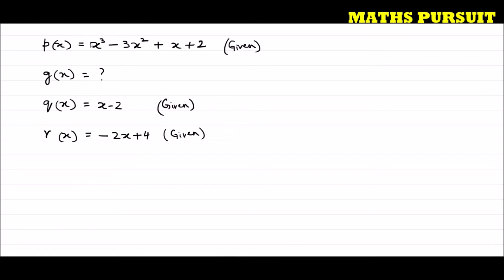I believe we all know by this time, we call p(x) the dividend. This one, g(x), is the divisor, q(x) is the quotient, and r(x) is the remainder. Guys, I'm writing these things so that it would be very easy and very clear to all of us without leaving any confusions. But I know that we all know this by this time.